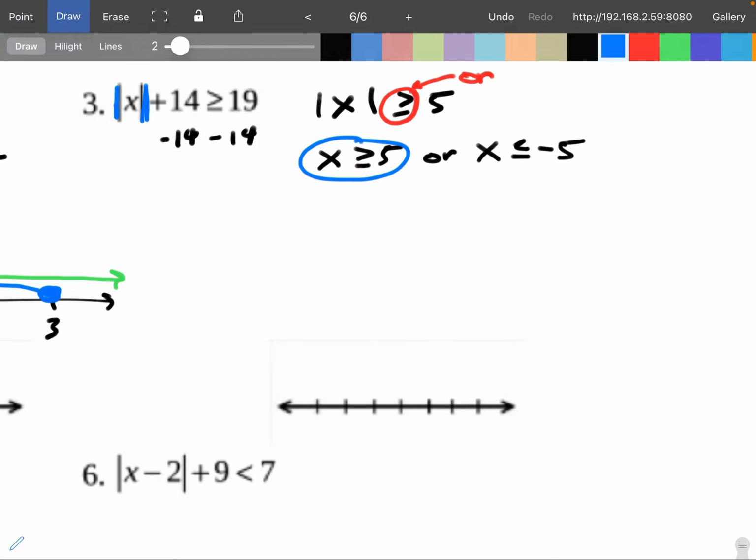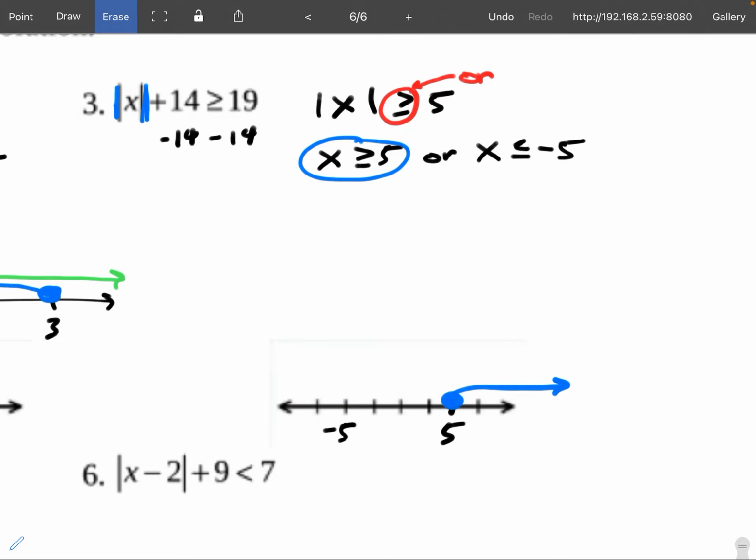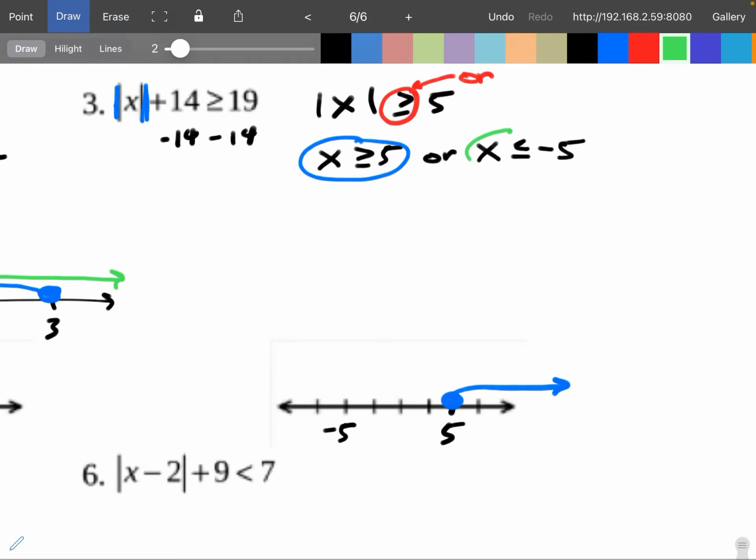So again, we'll do it in the blue here. Everybody, open or closed? Closed. Shaded to the right. Good. All right, let me put my two numbers on my number line first. When it's an or, I'll put it right on this thing. So here's -5. Here's 5. All right, so you guys said closed to the right. So at 5, I'm closed and I'm going to the right. And then the other one, we'll do that one in green.